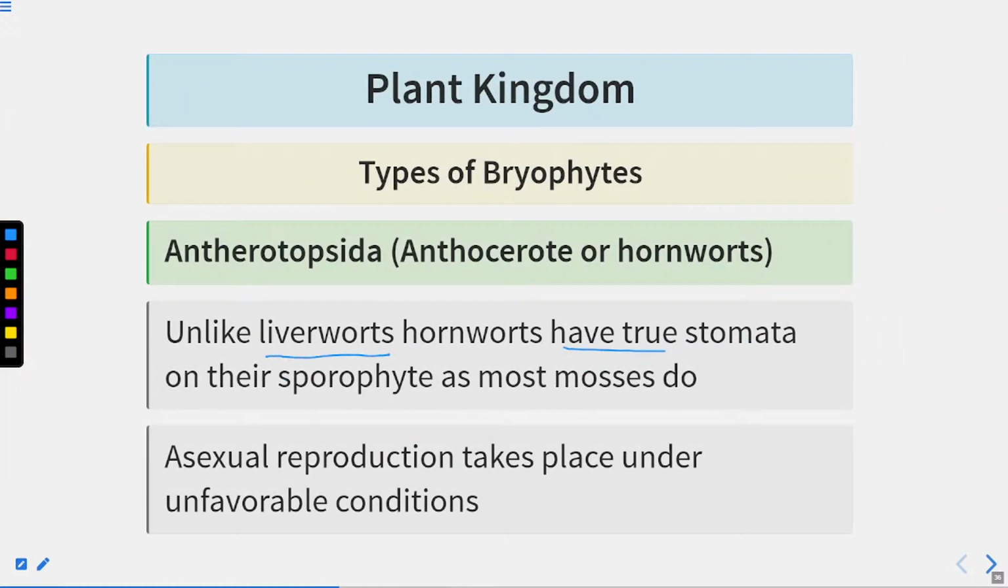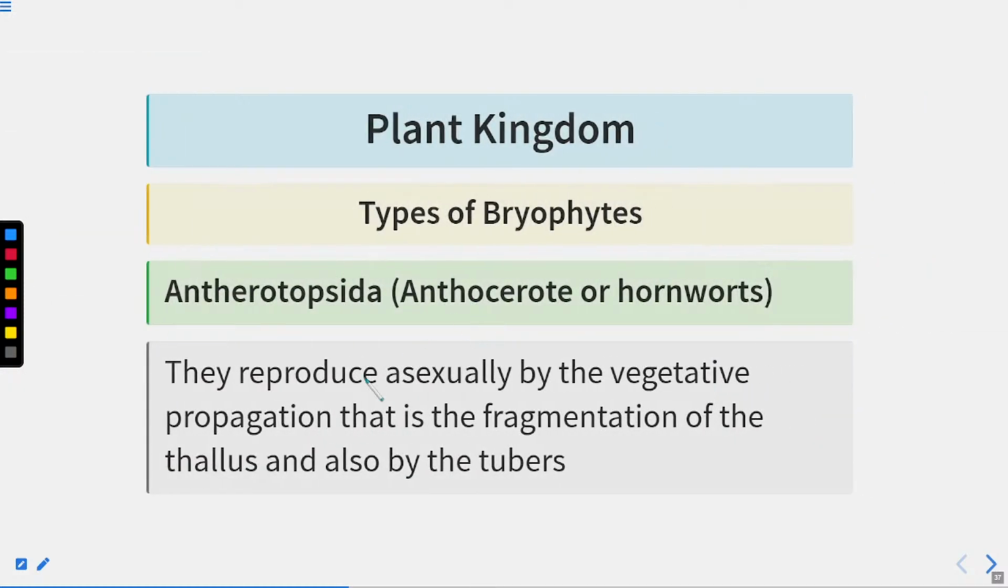Unlike liverworts, hornworts have true stomata. Very, very important point. It has true stomata on its sporophyte, as the mosses do. Asexual reproduction takes place under unfavorable conditions, right? They reproduce asexually by vegetative propagation, that is fragmentation of the thallus, and also by tubers. We have seen in the case of Hepaticopsida how fragmentation occurs, right?